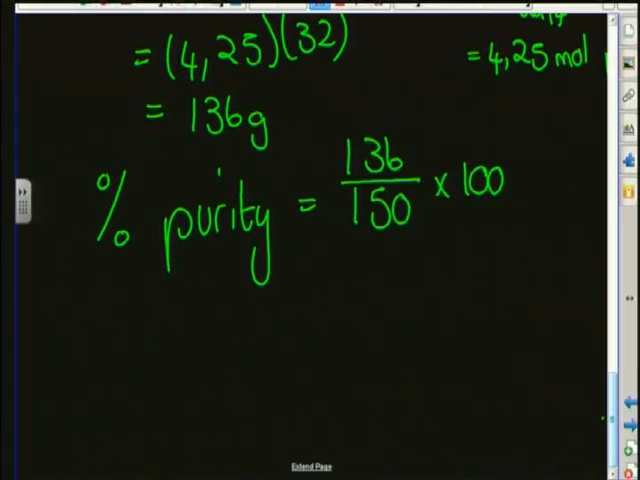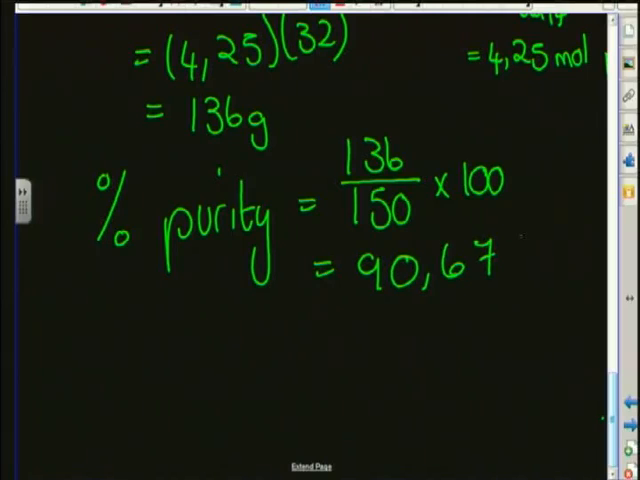So if you got 136 out of 150 for your exam, which would be absolutely wonderful, that means you get 90.67%. So that sample of sulfur, only 90.67% is actually sulfur. The rest is impurities from the way it was mined, from how we got it, from the processes. It doesn't actually matter, okay, but it's never 100% pure.